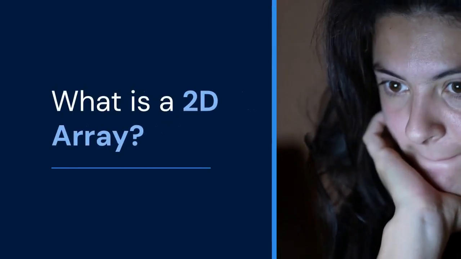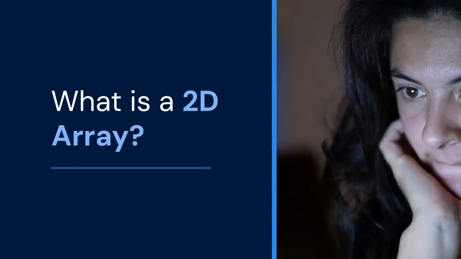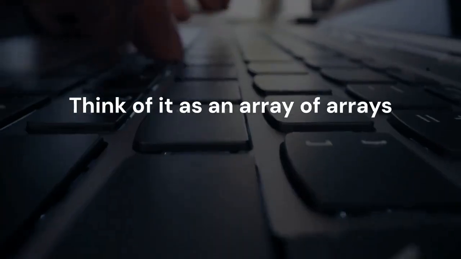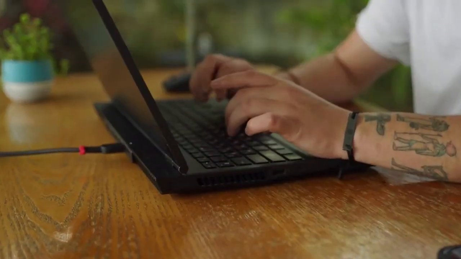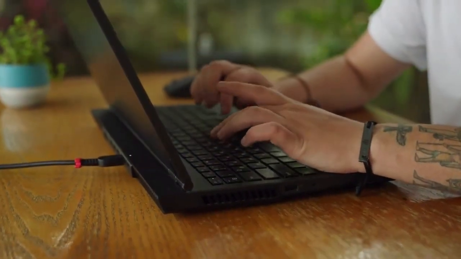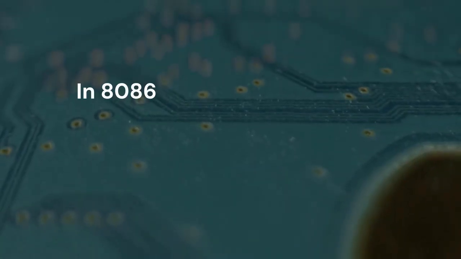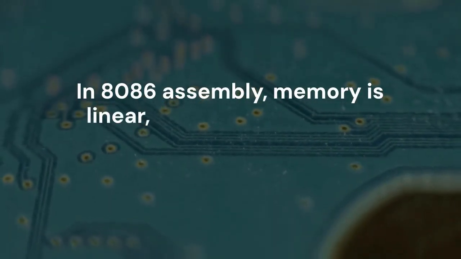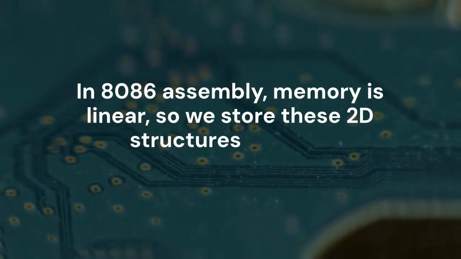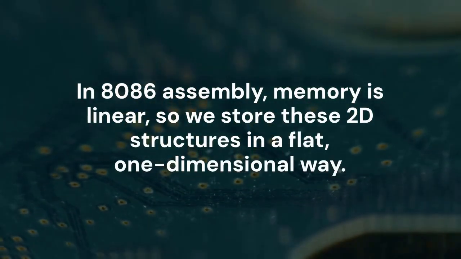First, let's define what a 2D array is. Think of it as an array of arrays, or a grid with rows and columns. Instead of a single line of numbers, you have a table. In 8086 assembly, memory is linear, so we store these 2D structures in a flat, one-dimensional way.